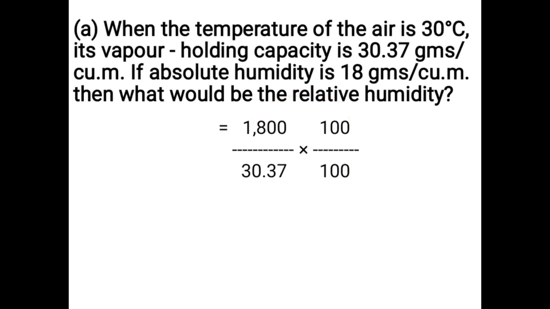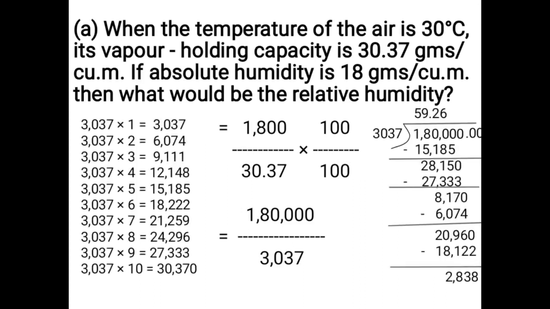When you multiply 1800 into 100, you get the answer 1,80,000. When you multiply 30.37 into 100, the decimal point will shift and it becomes 3037. Now you have to divide 1,80,000 by 3037. You have to write the table of 3037 from 1 to 10.